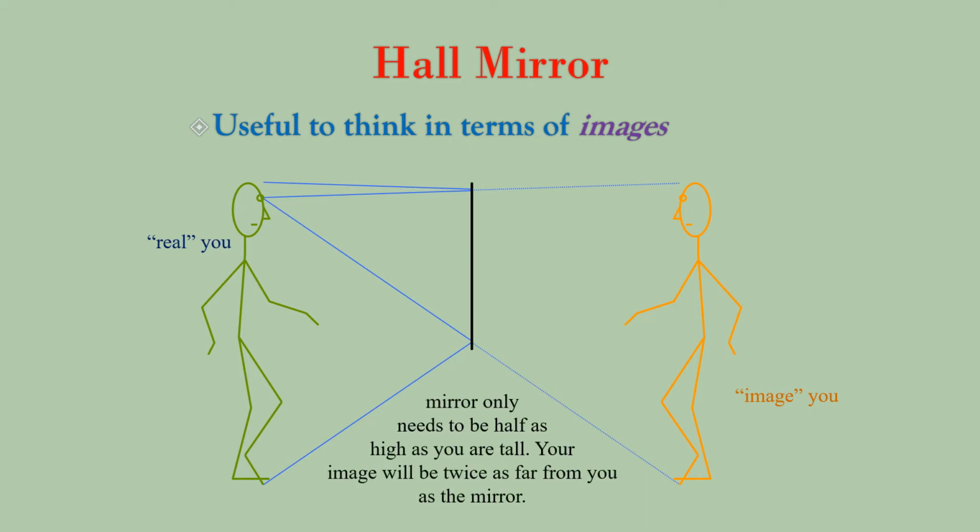This is because the mirror only needs to be half as high as you are tall. Your image will be twice as far from you as the mirror. ठीक है. तो ये जो मिरर अगर आप जितने टॉल हो उसके हाफ साइज का भी होगा, so the image that is formed will be same as you, because this criteria has been fulfilled. अगर वो half the size होगा तो ठीक है, उससे छोटा होगा तो ये क्राइटेरिया नहीं एप्लीकेबल रहेगा.